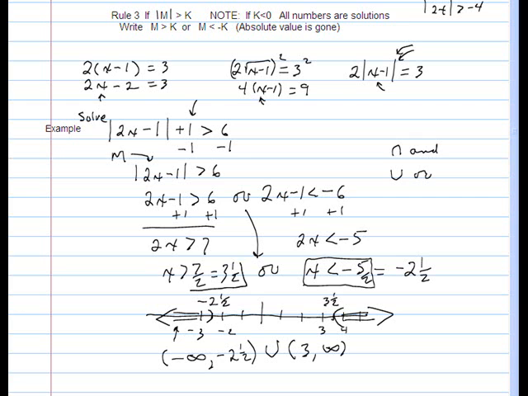So the inequality form includes the word or. That's part of the inequality form of the answer. The graphical form of my answer and the interval form of my answer. The 3 forms. Always when you're practicing, put your answer in all 3 forms.